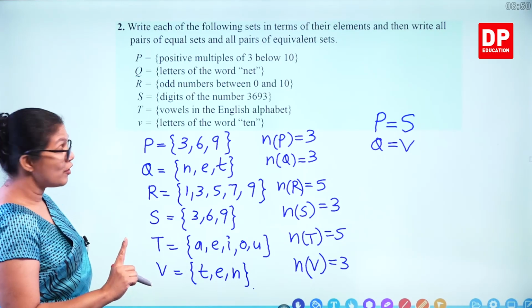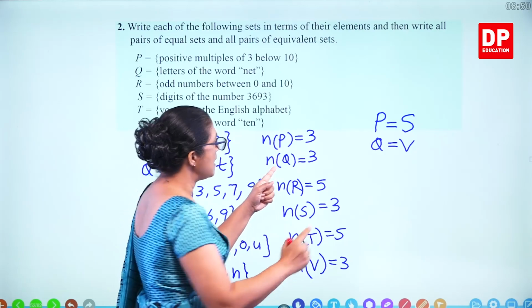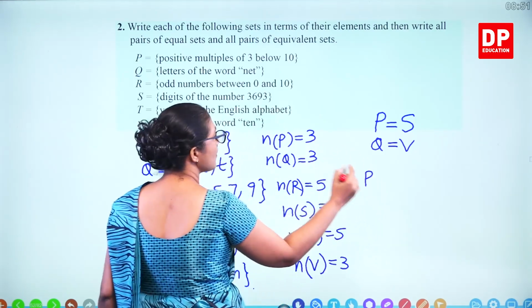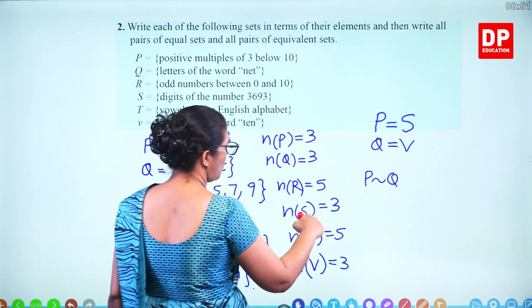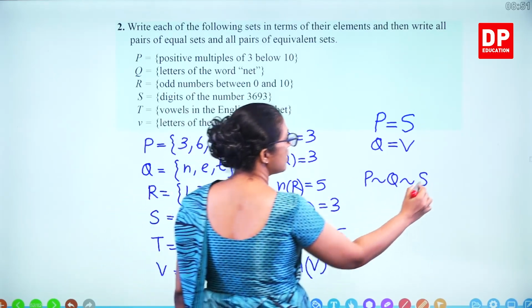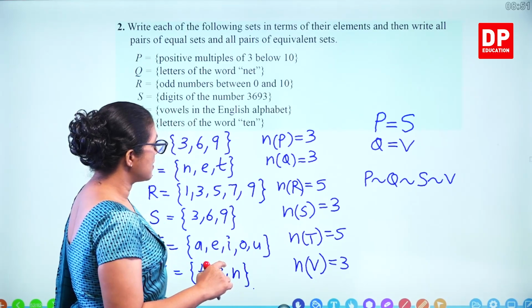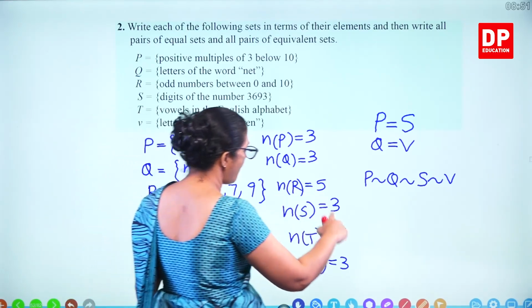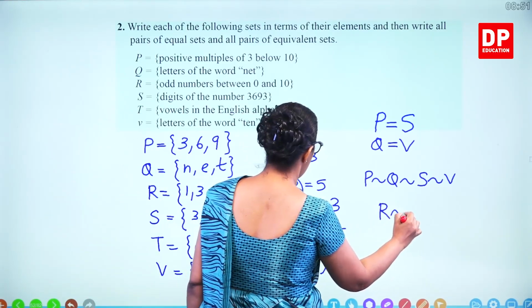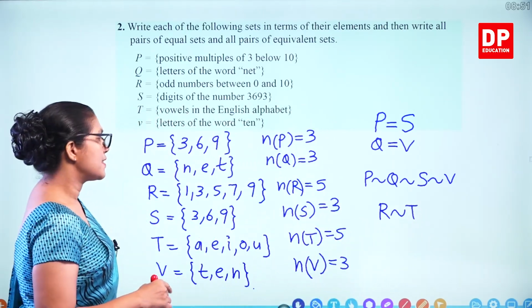And now we'll find out equivalent sets. That means the numbers of elements are equal. See, P, Q, S, V, all are equivalent sets. And these two, R and T, are equivalent. 5 and 5. The same number of elements are there.